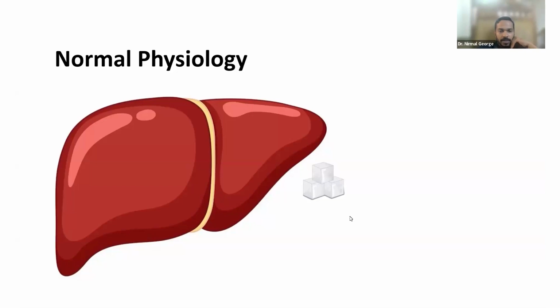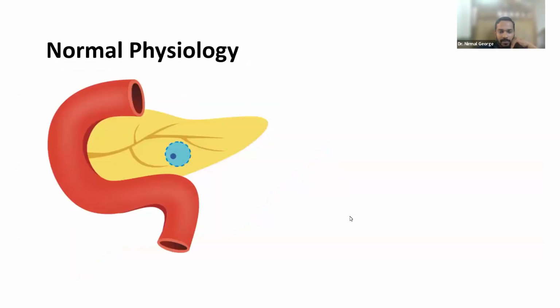So the glucose homeostasis occurs with the help of the pancreas. The pancreas has an endocrine area called the islets of Langerhans, and there are different types of cells in the islets of Langerhans. The beta cells of the islets of Langerhans produce a hormone known as insulin, and insulin helps in glucose homeostasis.